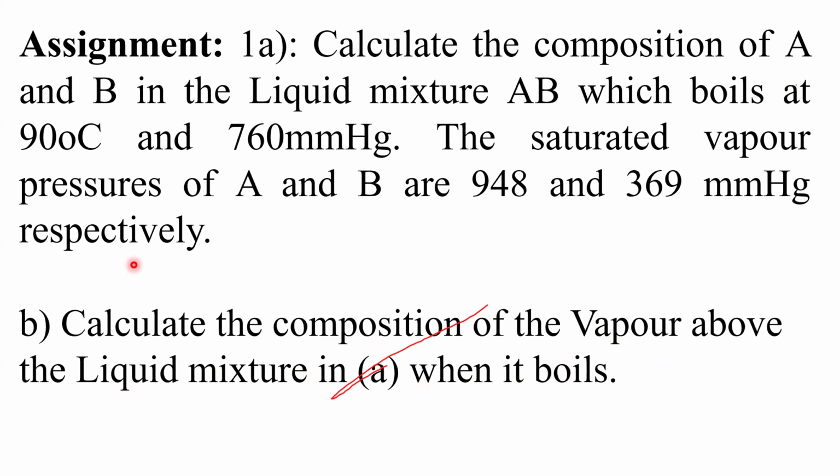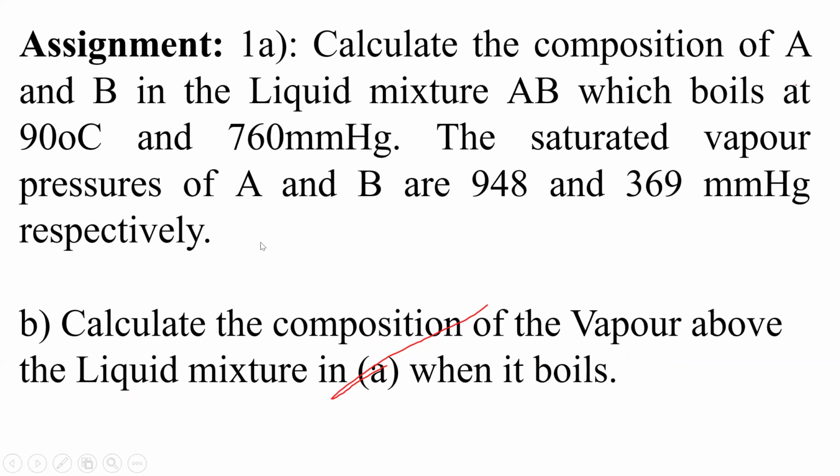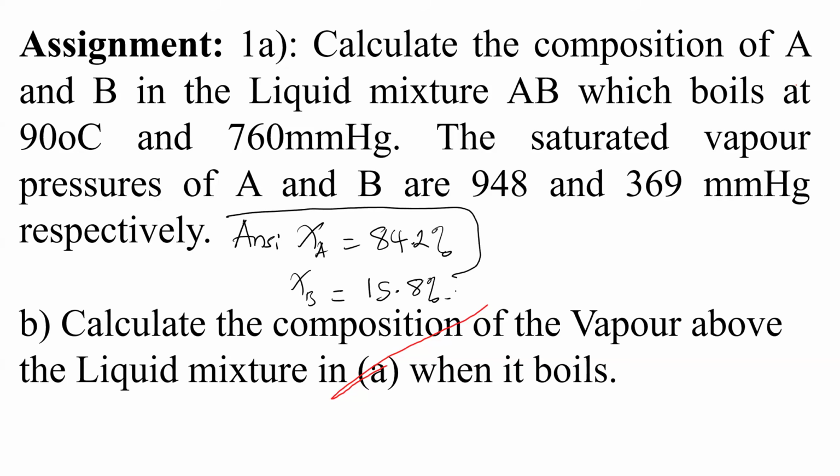Take a screenshot, and I can give you the answers so that you can prove yourself whether you're right. The answers for this, note them down so that you can check whether you're right. The composition, that is the mole fraction of A and mole fraction of B, in percent. Mole fraction of A is 84.2%, and for B is 15.8%. So try it out and see whether you get that answer. If you don't get it, please inbox me, and then I can help you out. But we shall also start from there next time.